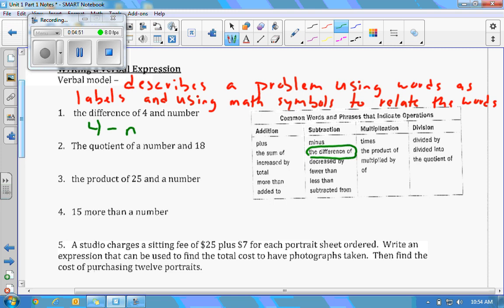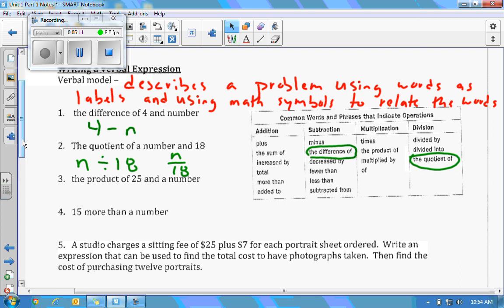Number 2 says the quotient of a number and 18. If you look over here on your table, the quotient of is under division. So that is n for number divided by 18. Okay. Now I want you to write that n over 18. Okay. So as we go through the year, start writing division as a fraction. 3 and 4, I'm going to let you do that on your own. You've got that table over there to kind of help you out.